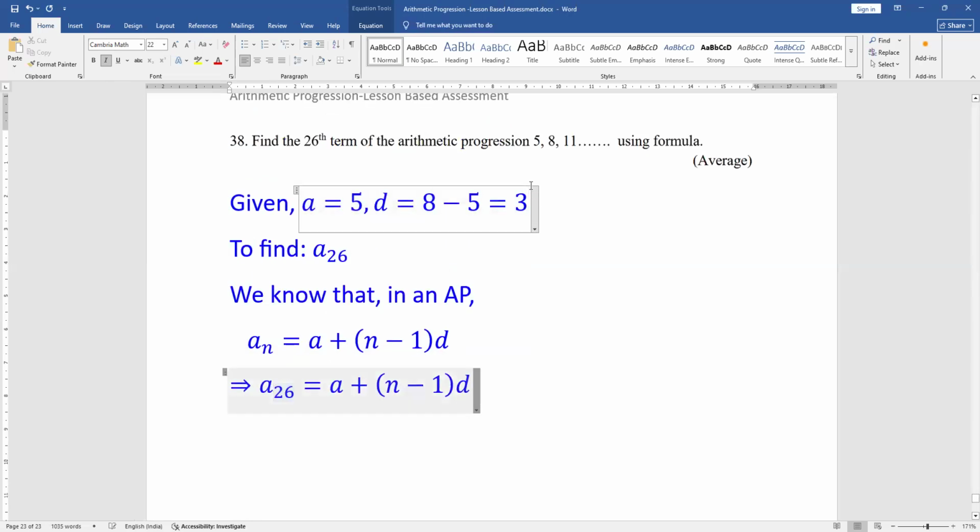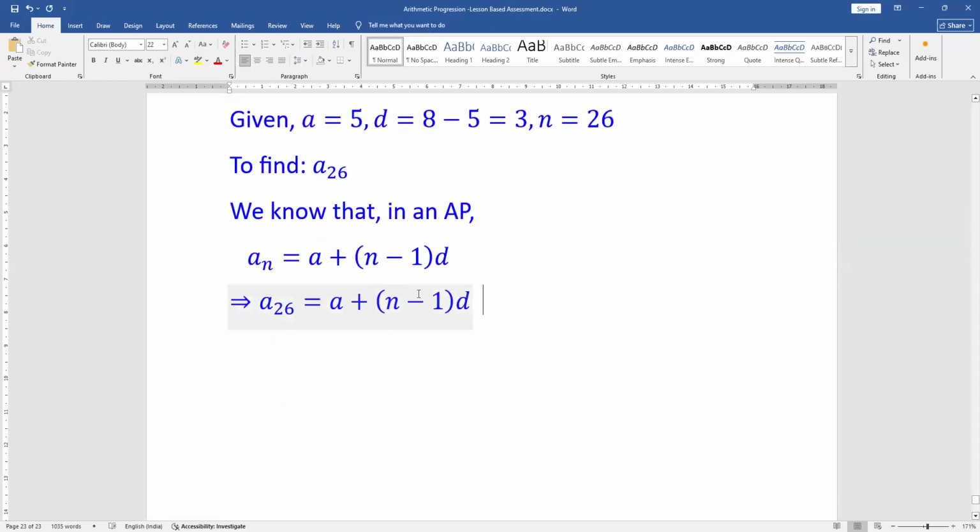Because it is the 26th term, I take n equals 26. Wherever n appears, I put 26. The value of a is 5, and n is 26, so it is 26 minus 1 into d. The d value is 3.